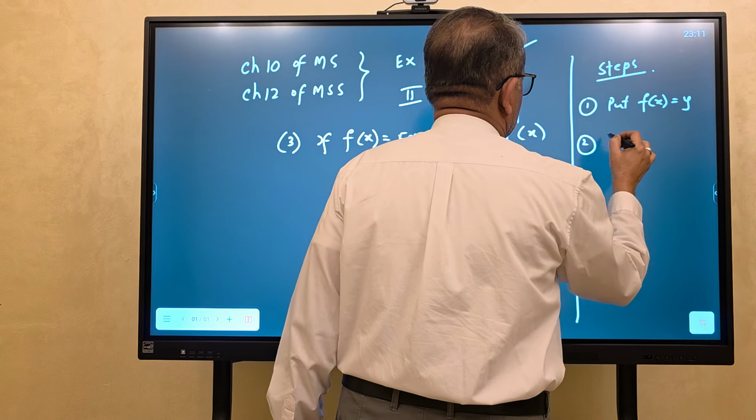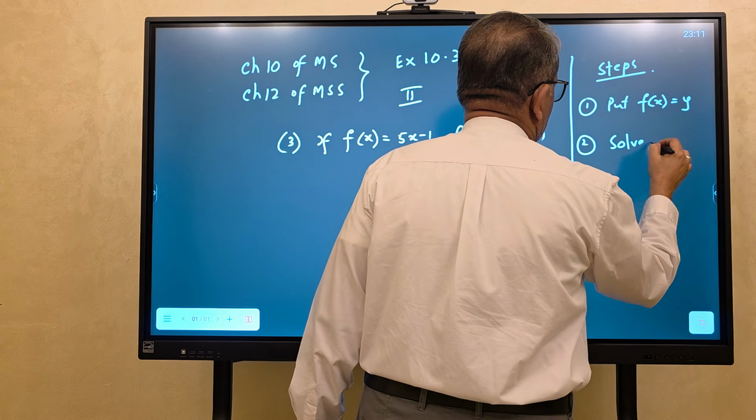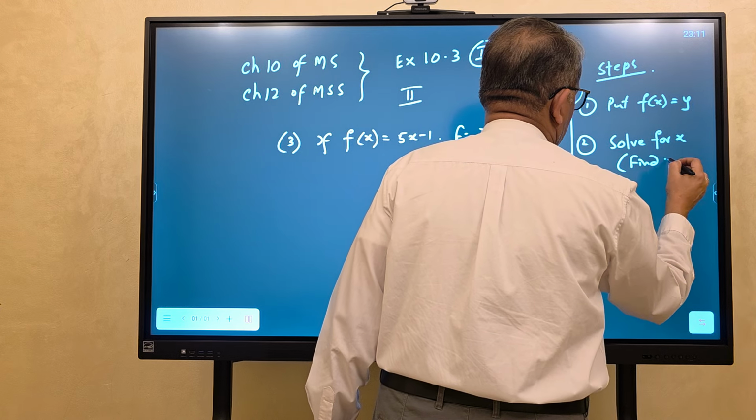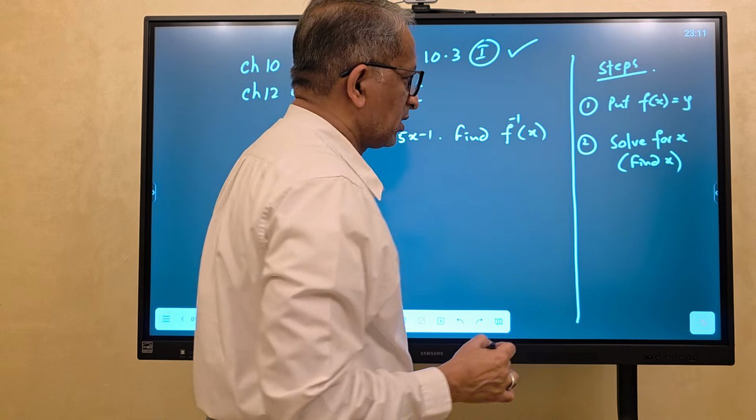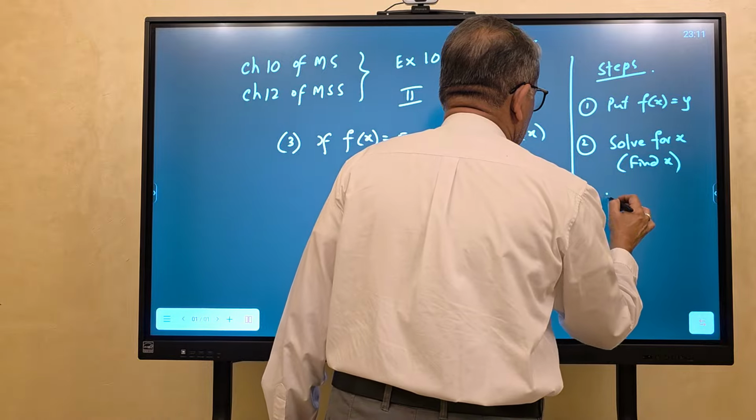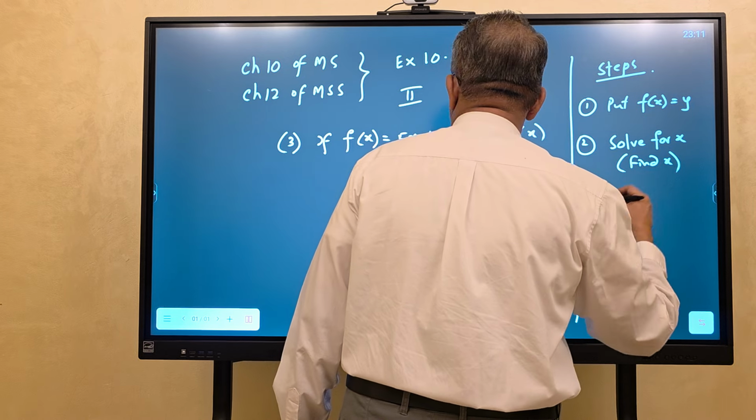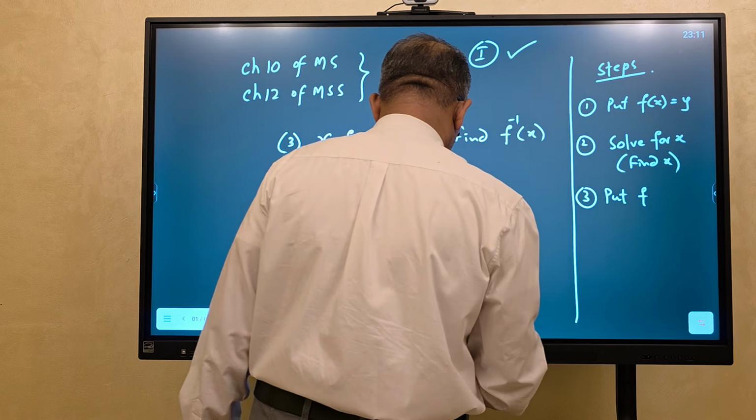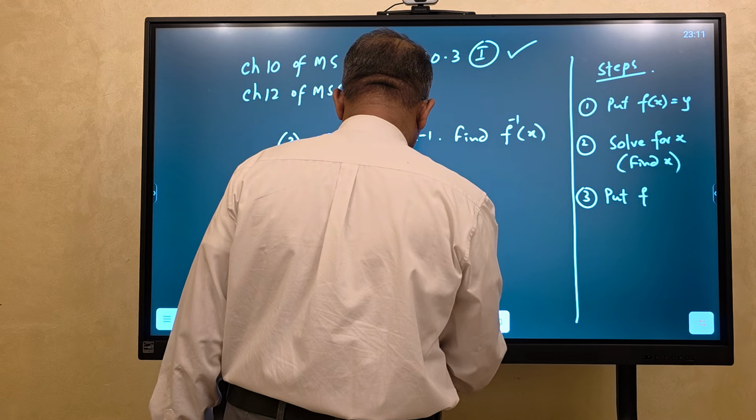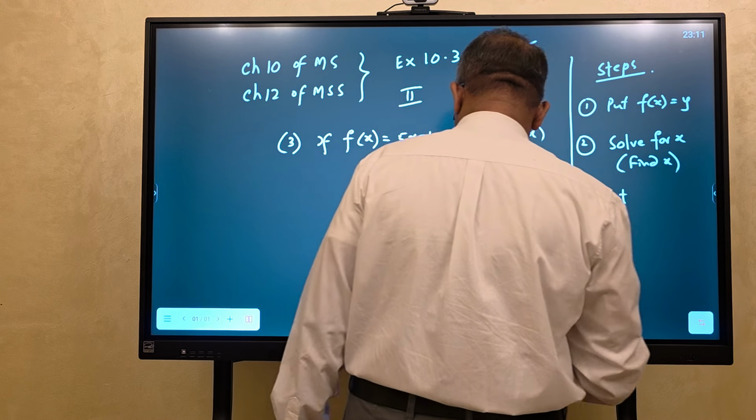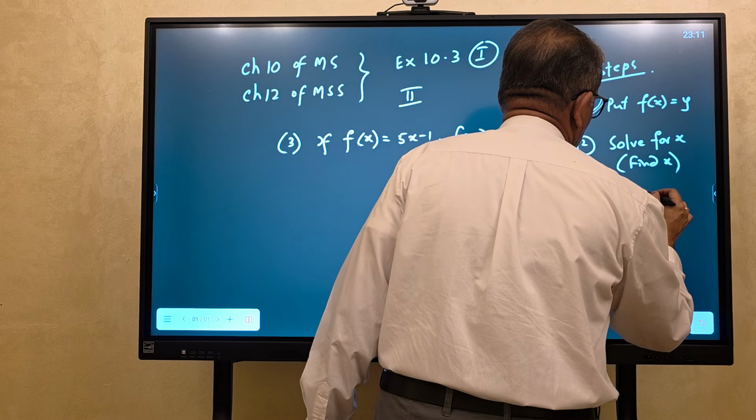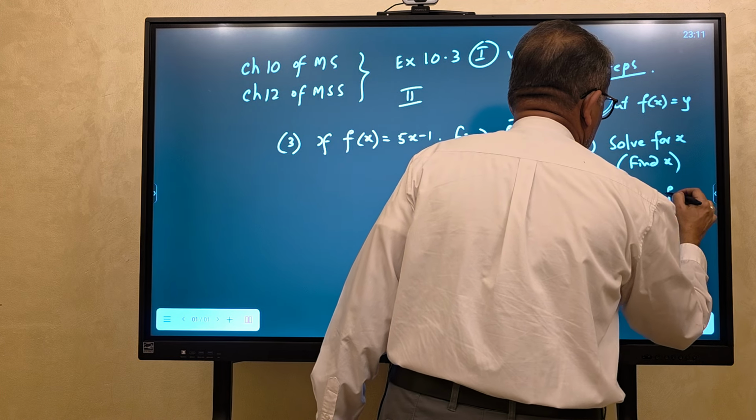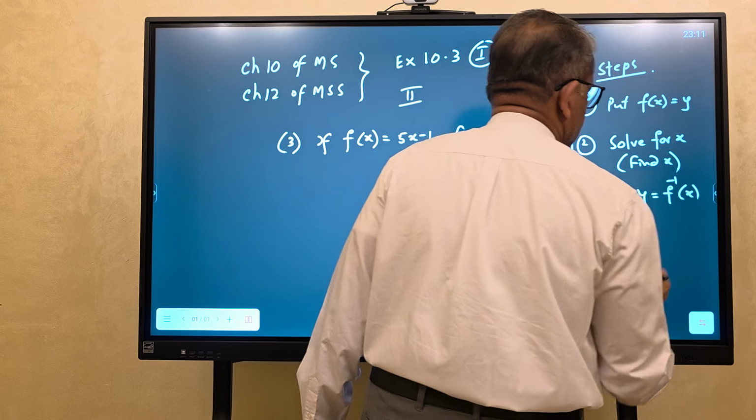Second, solve for x. That means find x. Third, put y is equal to f inverse x.